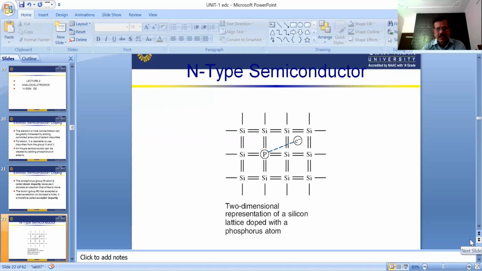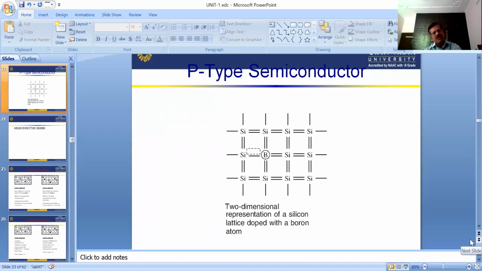You see in this slide a two-dimensional representation of a silicon lattice doped with phosphorus atoms. Because phosphorus is a pentavalent impurity, it creates free electrons. This is the donor.